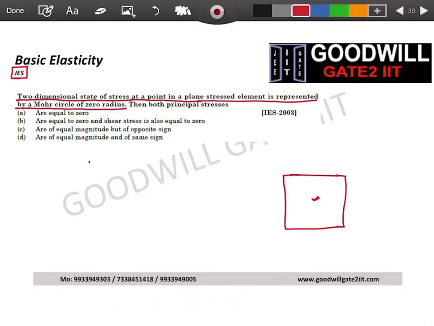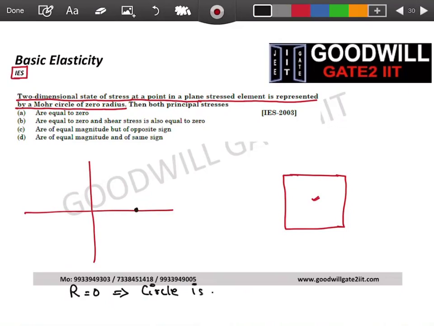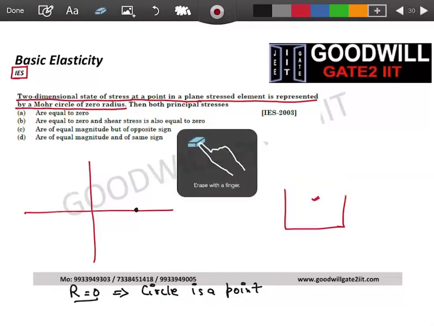So you have a Mohr circle. Radius 0 means point, right? Radius is 0 means a circle is a point. There is no radius absolutely. Right? Now, radius 0 means, can anyone tell me what is the formula for radius?